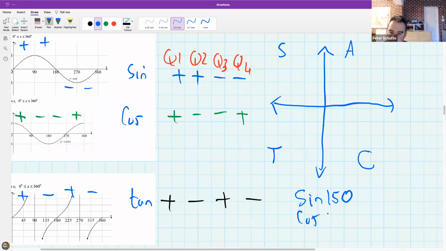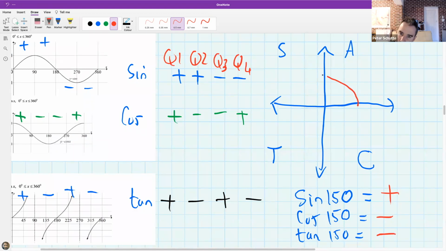We are going to type the sine of 150, the cos of 150, and the tan of 150. My sincere hope is that the sine of 150 ends up being positive, and that the cos of 150 ends up being negative, and the tan of 150 ends up being negative, because this is all going to be an angle in quadrant number two.